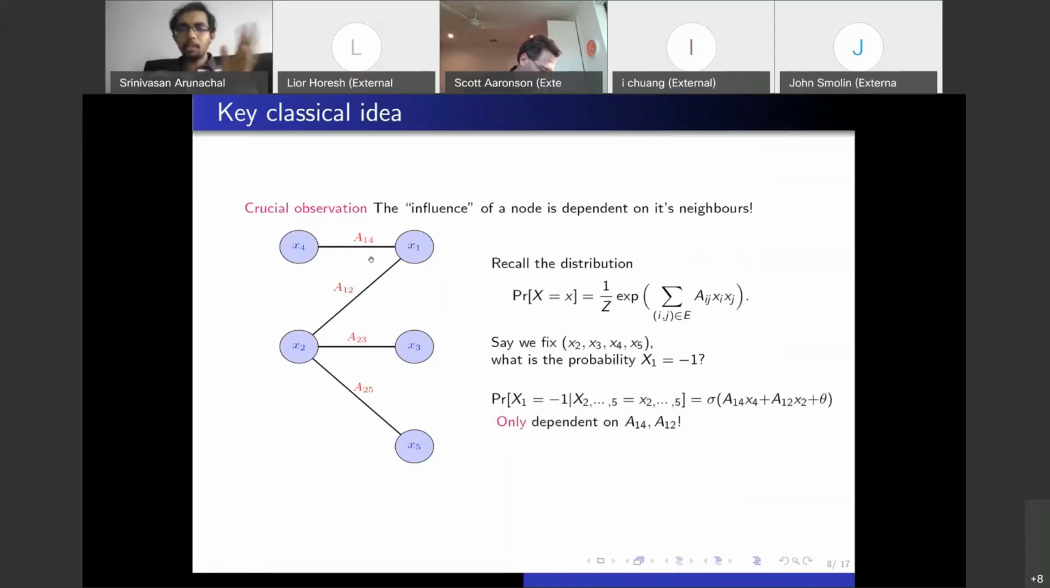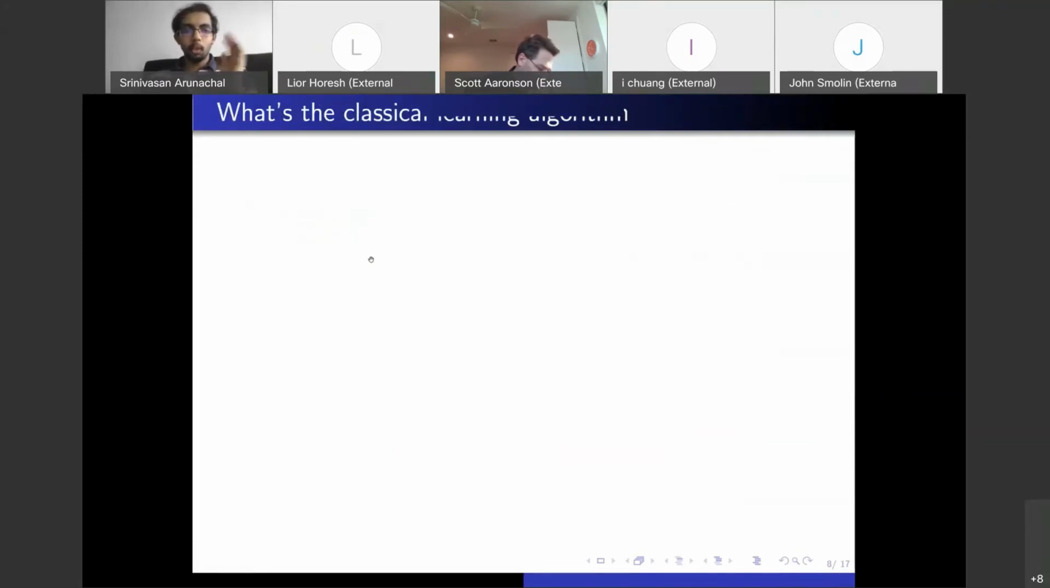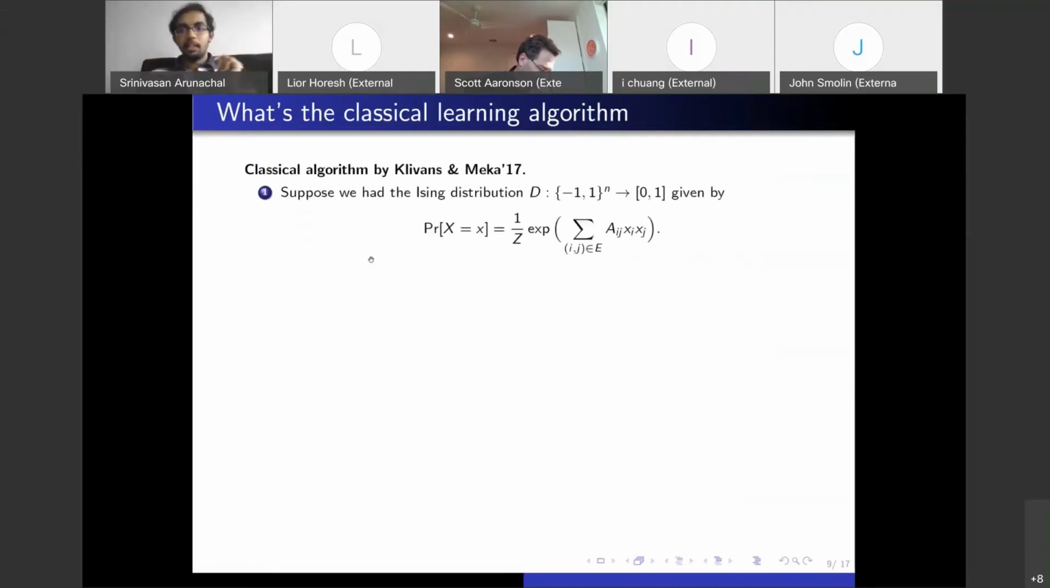Right, and now at this point, the idea of the classical learning algorithm is at least straightforward, I would think. Let me just quickly sketch it. This is the algorithm of Srinivasan and Mecca back in 2017. And recall, this is the Ising distribution. The aij's are these interaction strengths that I would like to learn, and D is this distribution whose weights are given this way.